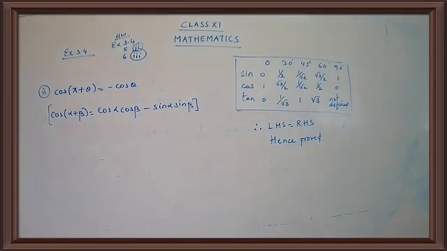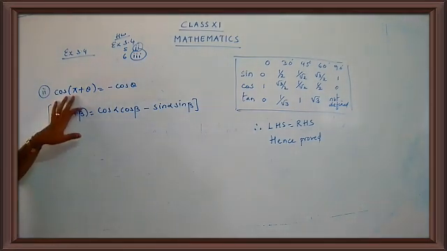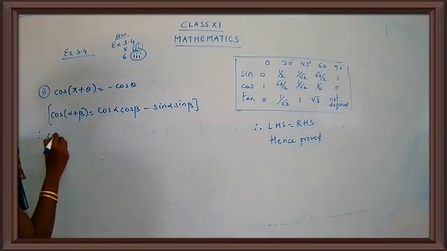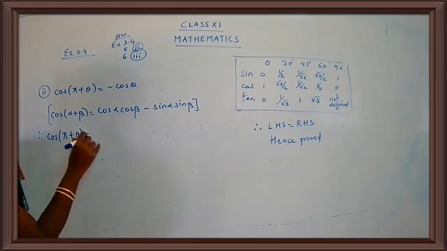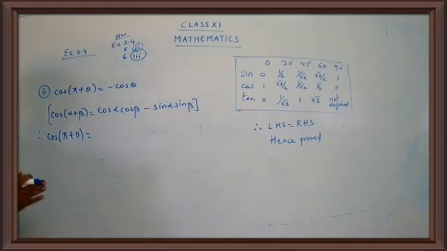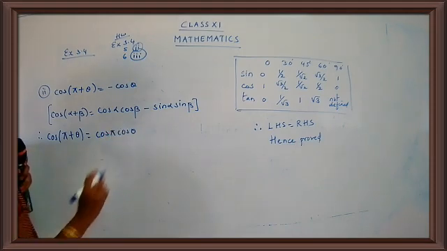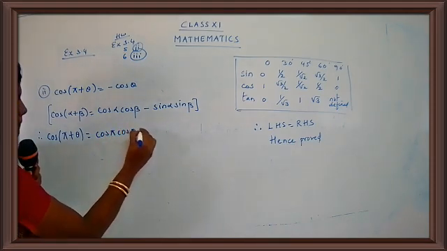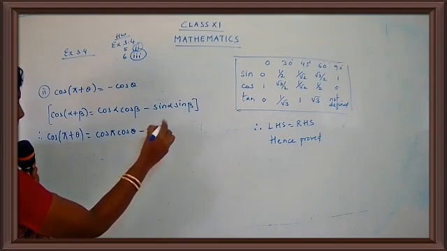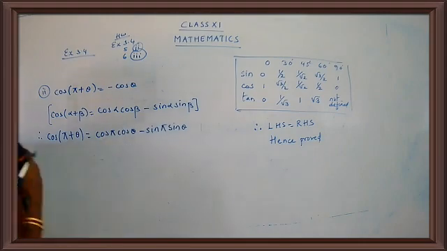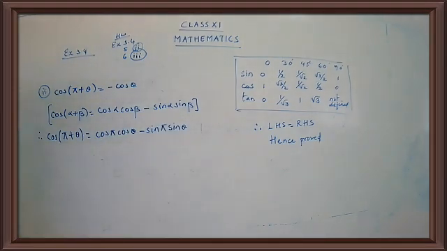Now here what I am going to do. What is alpha and what is beta? Alpha is pi and beta is theta. So just put here, therefore cos of pi plus theta. Very simple thing, just replace alpha and beta. So cos pi cos theta. I don't know anything about theta, so just put theta, minus sin pi and sin theta. So what you have: cos pi cos theta minus sin pi sin theta.